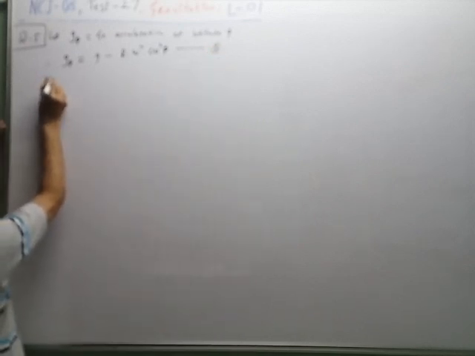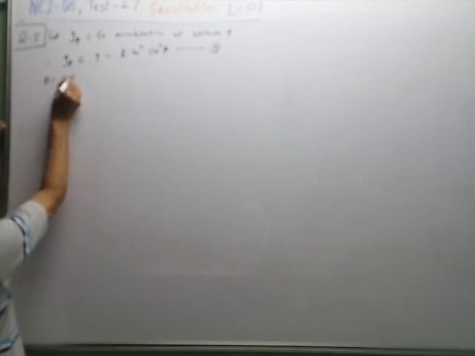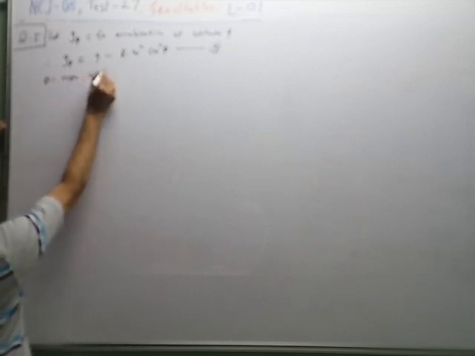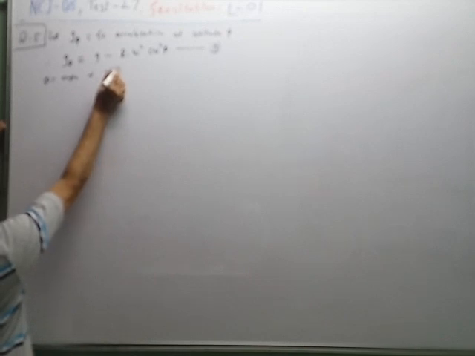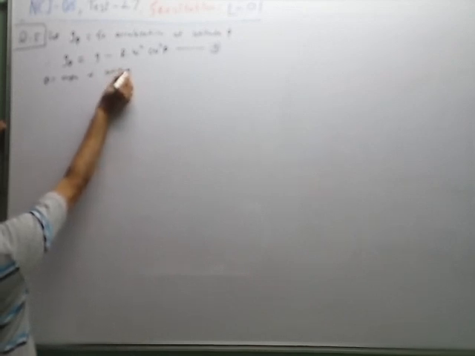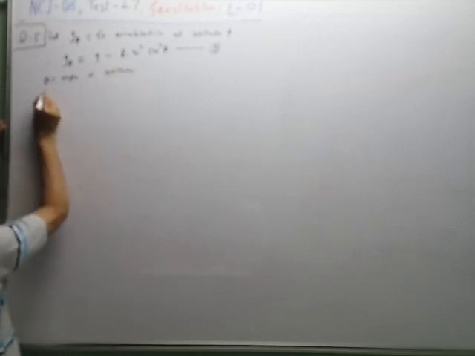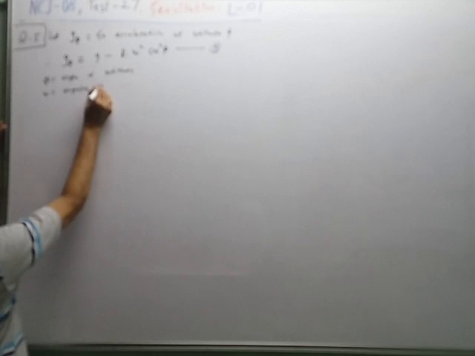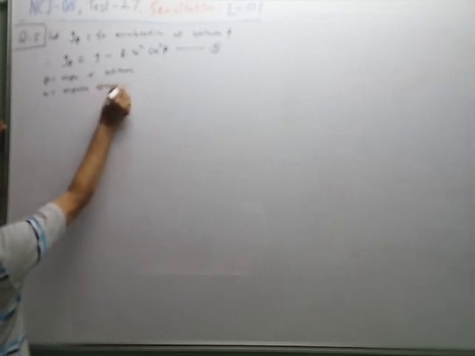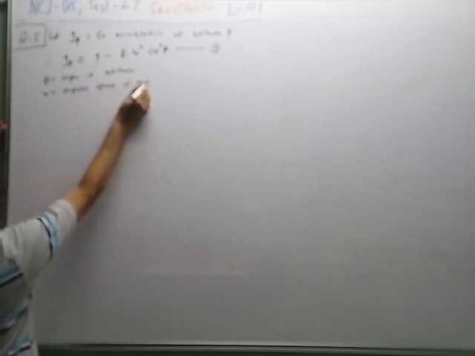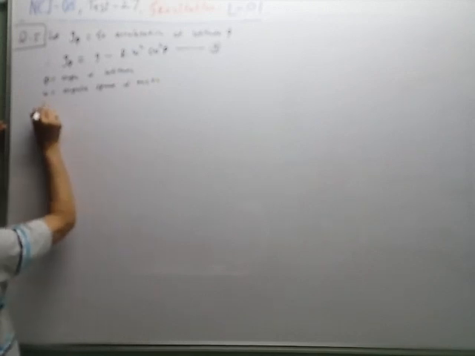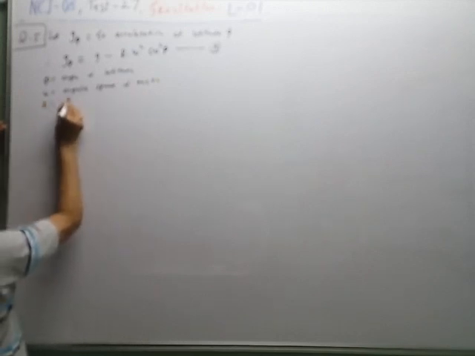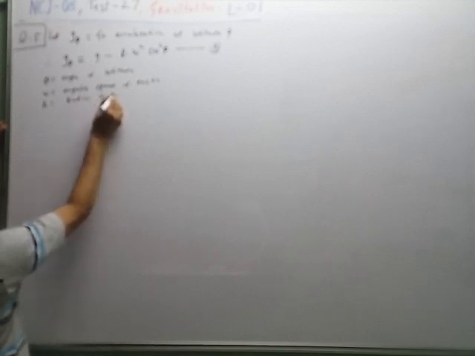Phi is equal to angle of latitude, omega is equal to angular speed of Earth, R is equal to radius of the Earth.